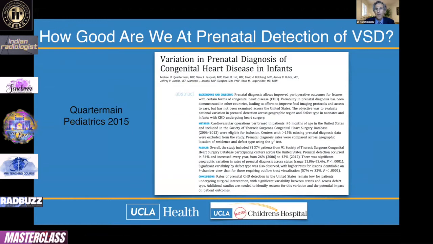So how good are we at prenatal detection? This is one study of many, of course, around the world showing how good or bad we are at prenatal detection of congenital heart disease. This came out in 2015. This is looking at babies who underwent surgery in the United States under 6 months of age for heart disease. So that's the definition of major heart defect. They needed surgery.